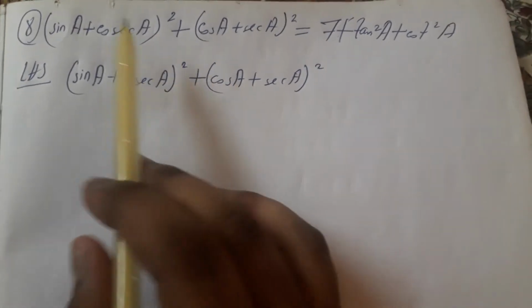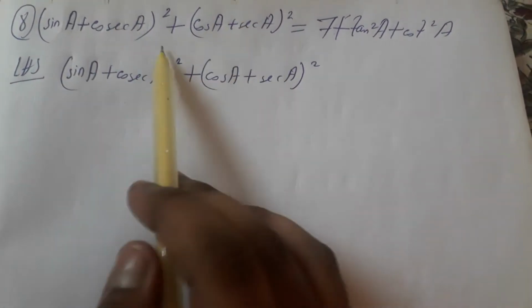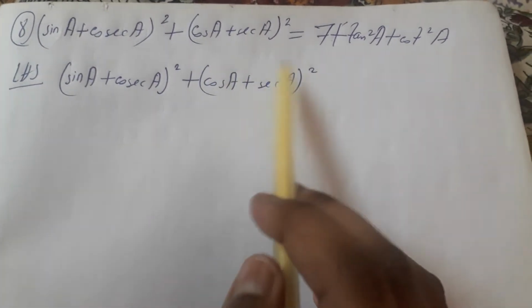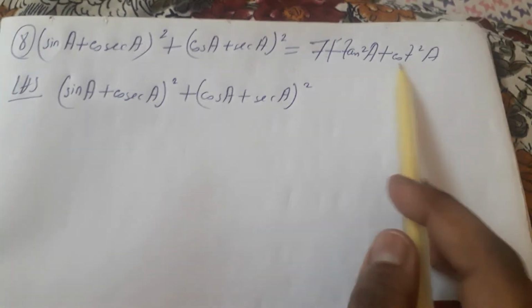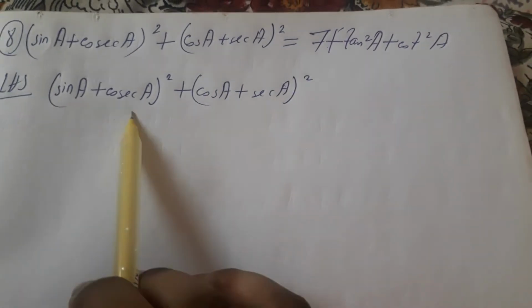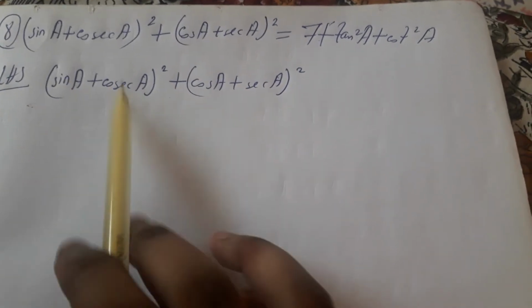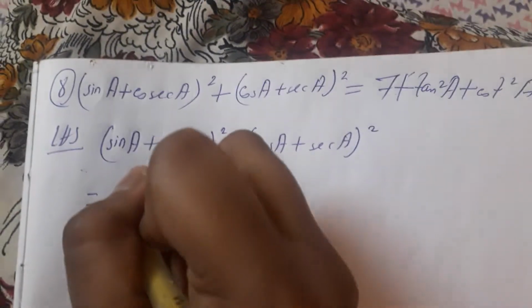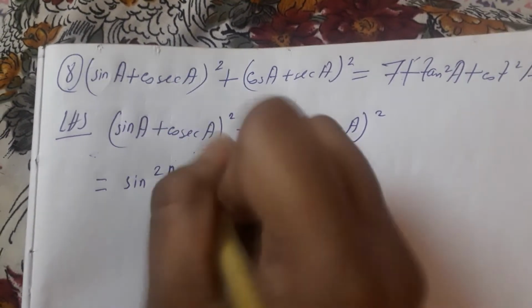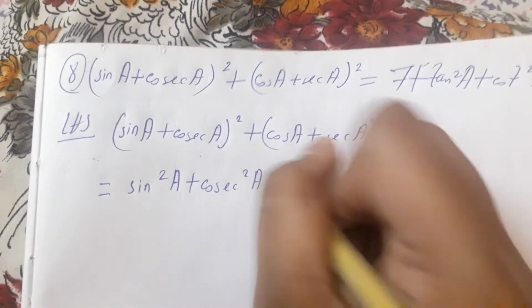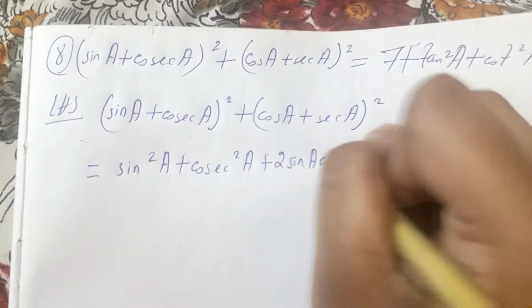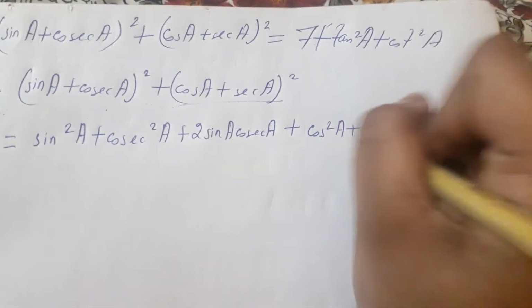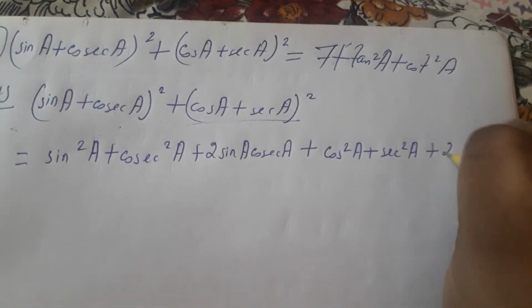Now see, the next one is given: (sin a plus cosec a) whole square plus (cos a plus sec a) whole square is equal to 7 plus tan square a plus cot square a. First you have to take the LHS and see the (a plus b) whole square format is given here, so you have to first solve this. Now simply solve: sin square a plus cosec square a plus 2 sin a cosec a plus cos square a plus sec square a plus 2 cos a sec a.